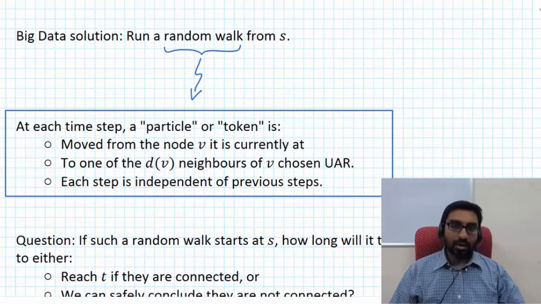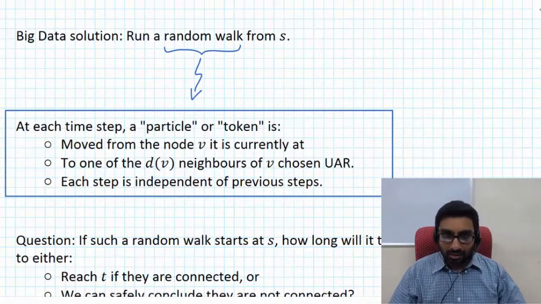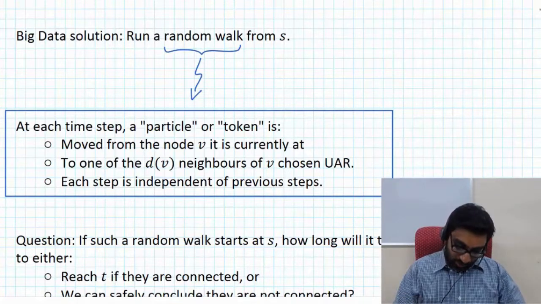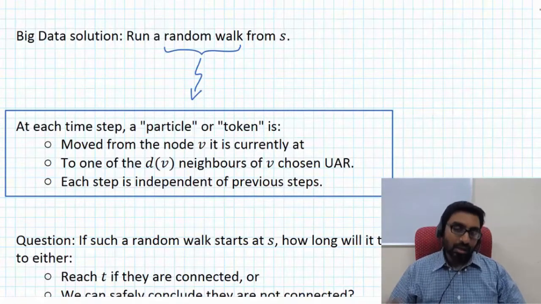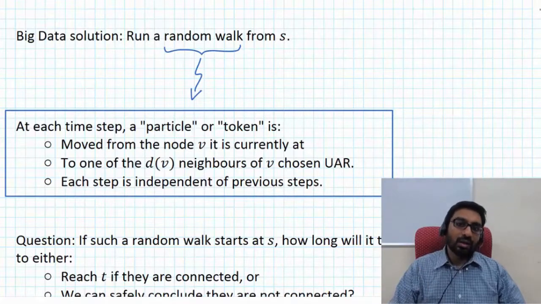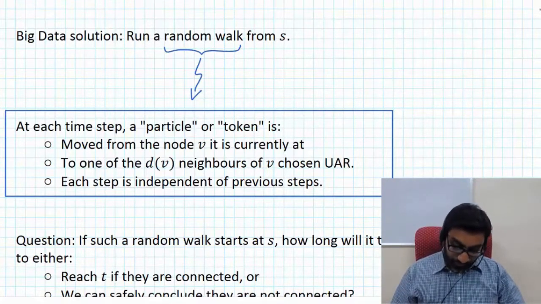And what is a random walk? At each time step, think of a particle or a token that's at some vertex. At each time step, this token takes a random walk step. What that means is from its current location, let's call that V, it chooses one of the d(V) neighbors of V uniformly at random and moves to that neighbor. And each step is independent of previous steps that it took. So it only depends on its current location, and from there one of the neighbors is chosen uniformly at random.